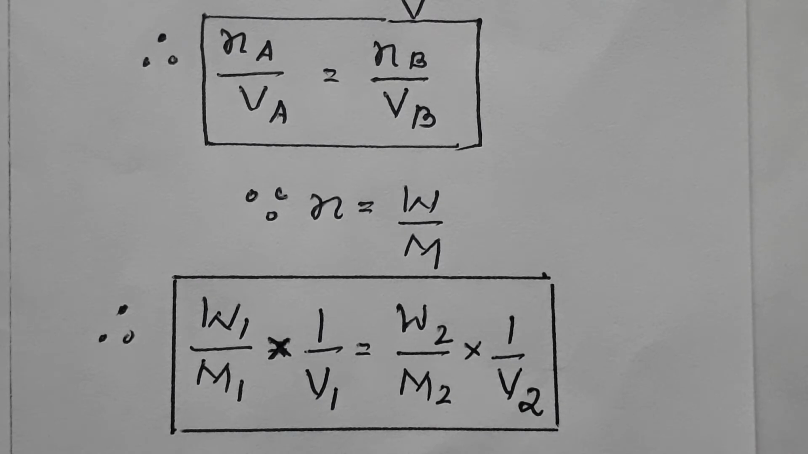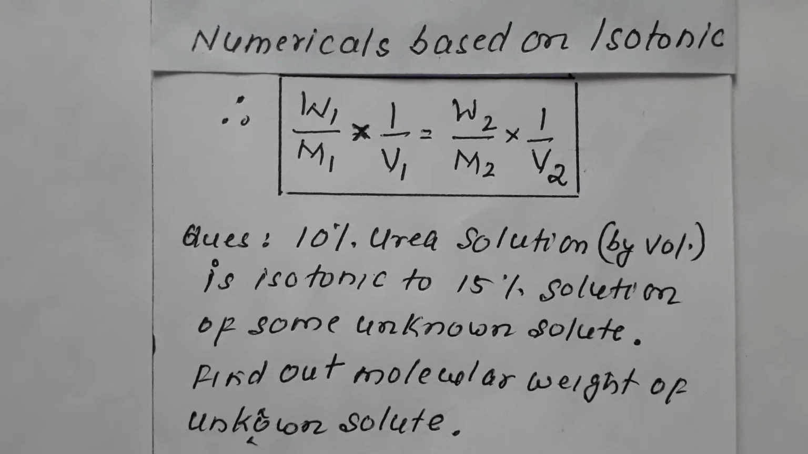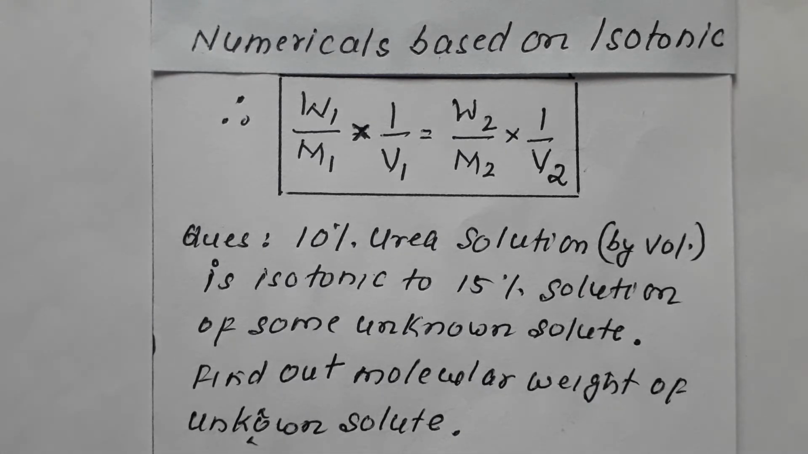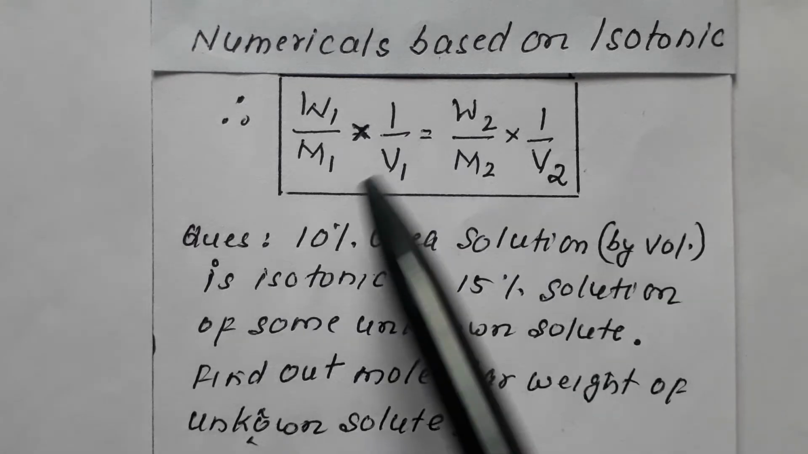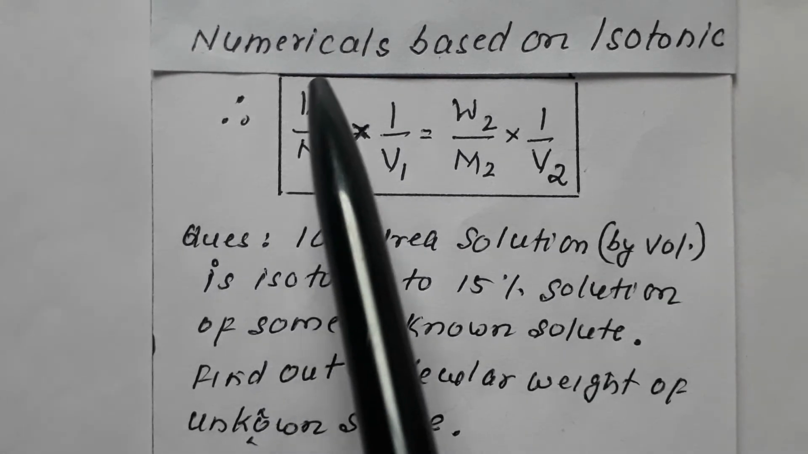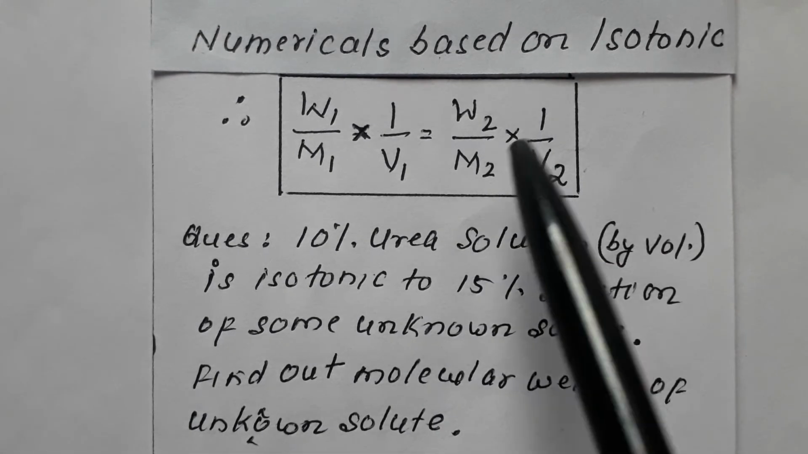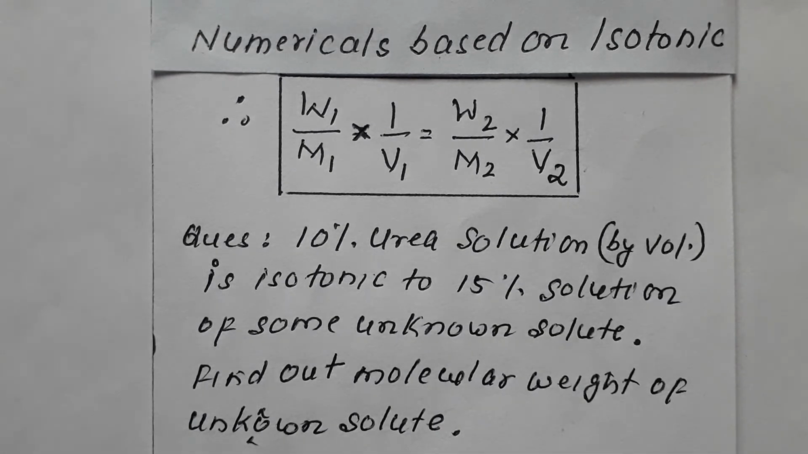So let us deal with the numericals based on the isotonic point, that is, the isotonic solutions, those solutions which are isotonic to one another. If two solutions are isotonic, then this formula, W1 upon M1 into 1 upon V1 is equal to W2 upon M2 into 1 upon V2, will be applicable.